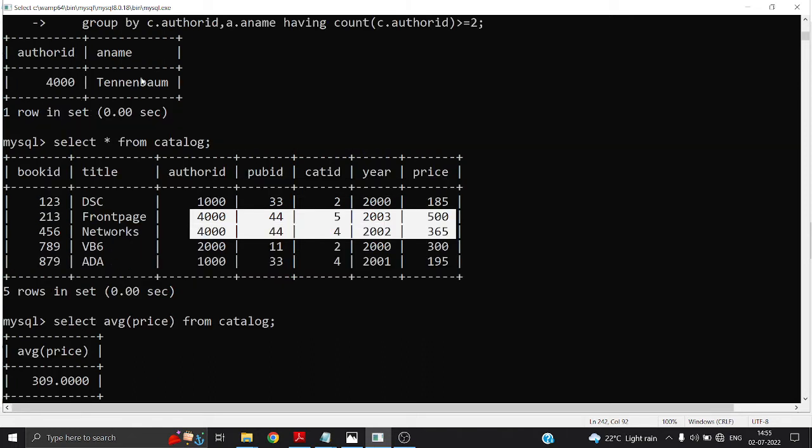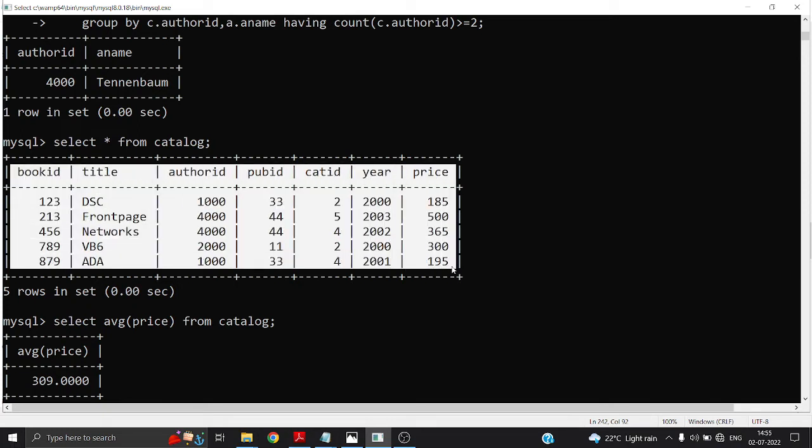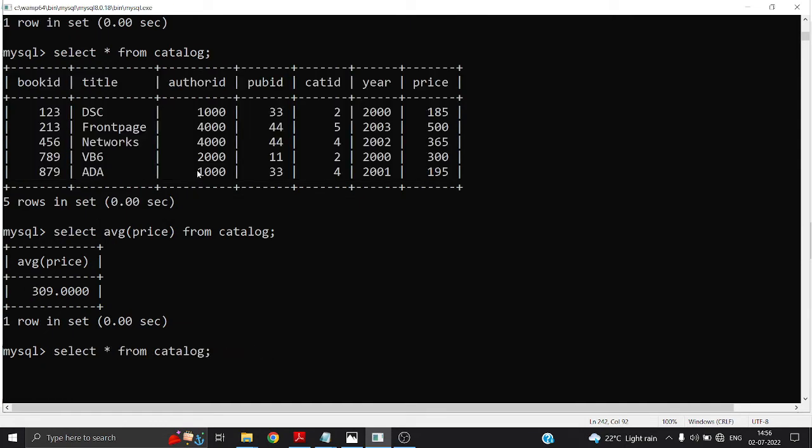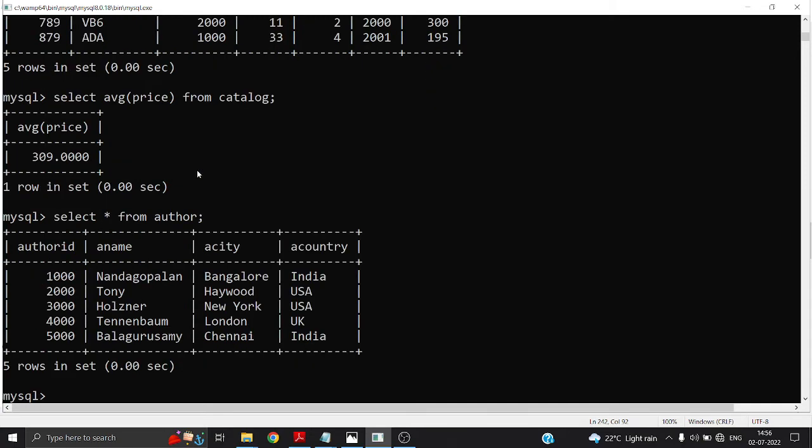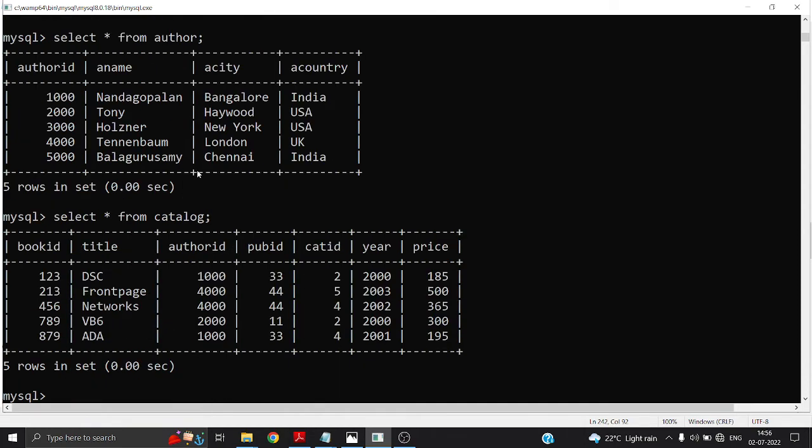That's author ID and this Tenenbaum. But when we look at this catalog table, here we have only author ID information, but we do not have author name information. Author name information is present in the author table, and all the remaining information is available in the catalog. That's why we are referring to these two tables to display the information about author name and author ID. That's why we have written the query like this.